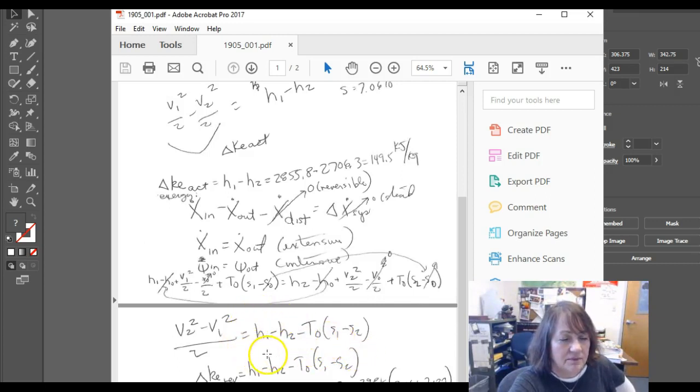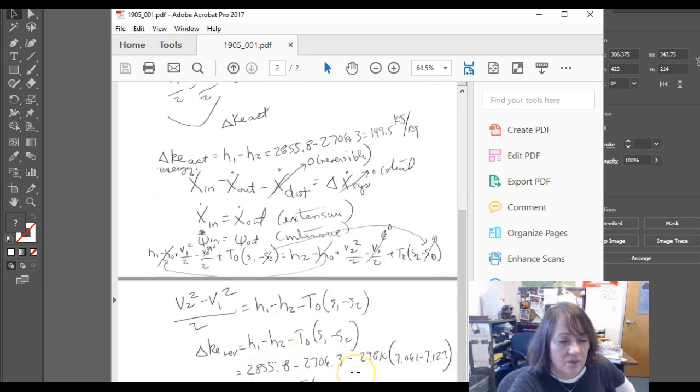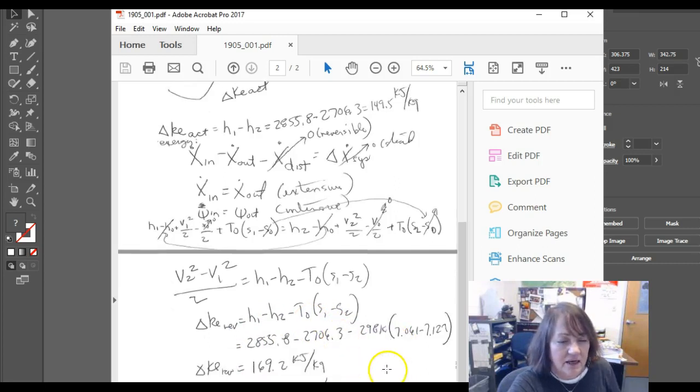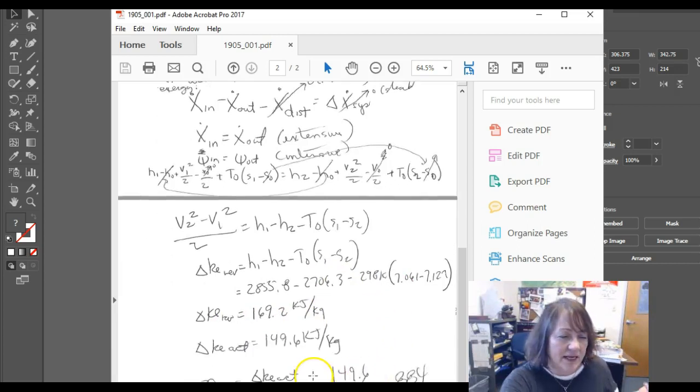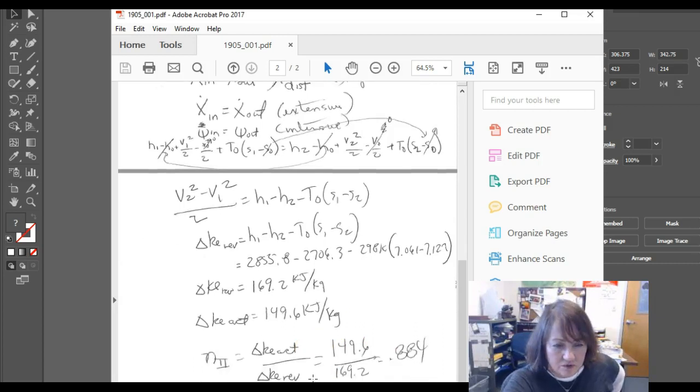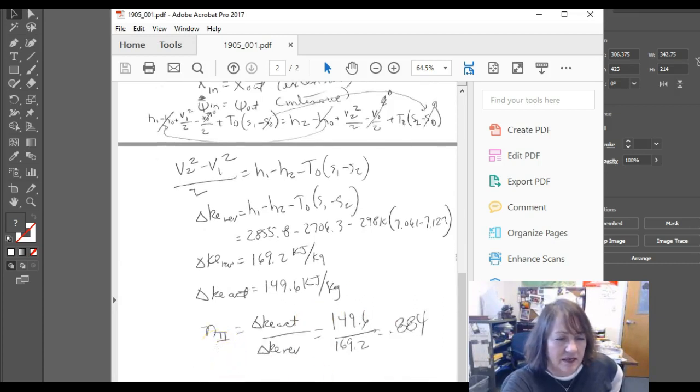Now, as you recall, this is ideal. I'm sorry, I think I said actual. For the actual, we just didn't have this term, did we? In other words, the change was just this. So we can plug in those numbers. T0 is the temperature of the environment, and we come out with a reversible change in kinetic energy of 169.2 kilojoules per kilogram. We can compare that to the actual, which is 149.6, and we get that the second law efficiency is the actual over the reversible, or 0.884.